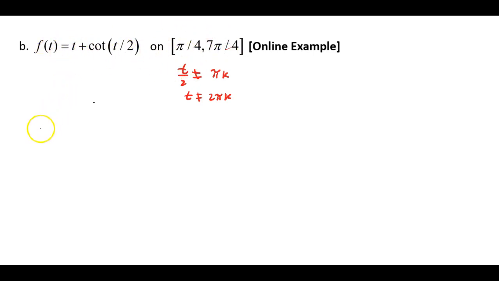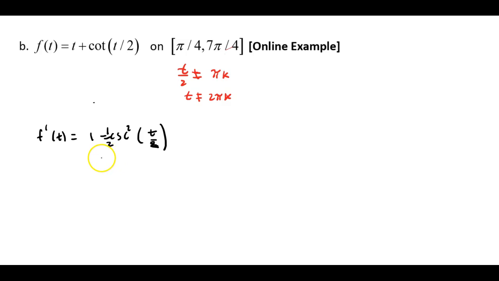Alright. The next thing we want to do is find the derivative. So f prime of t is going to be equal to 1 plus, using the chain rule here, the derivative of cotangent. Actually, that's going to be minus cosecant squared, keep the argument the same, t over 2, and then take the derivative of the argument, 1/2. So we'll just put the 1/2 right there, and that will be our derivative.